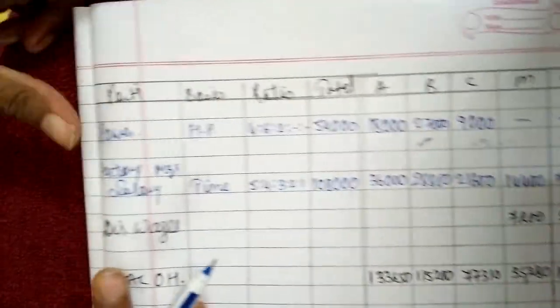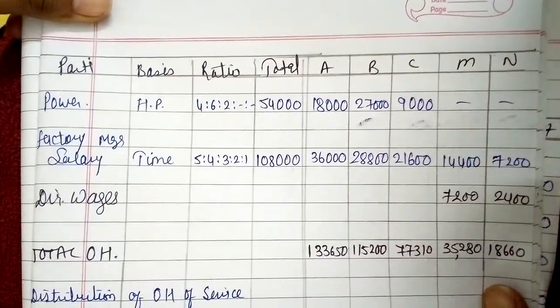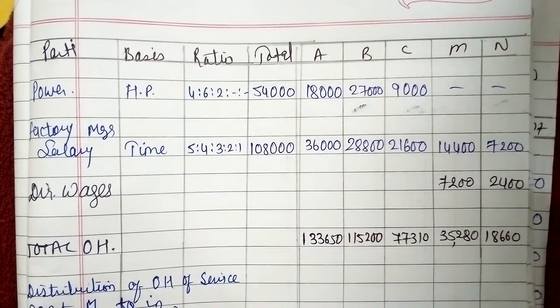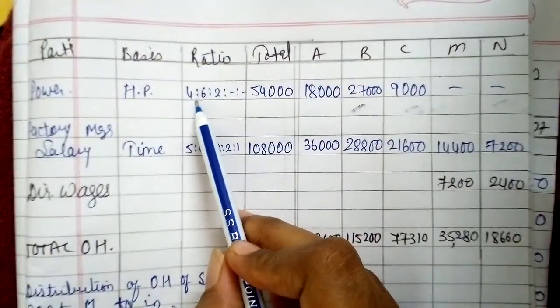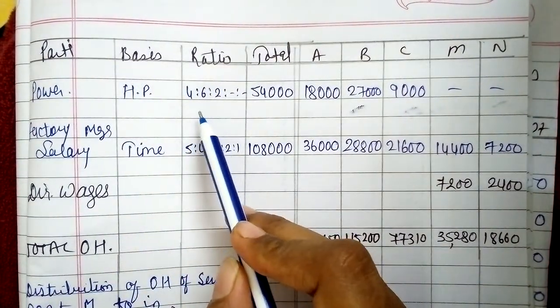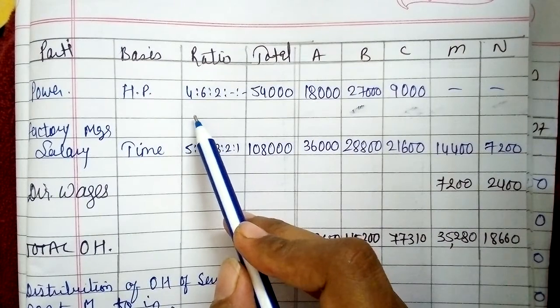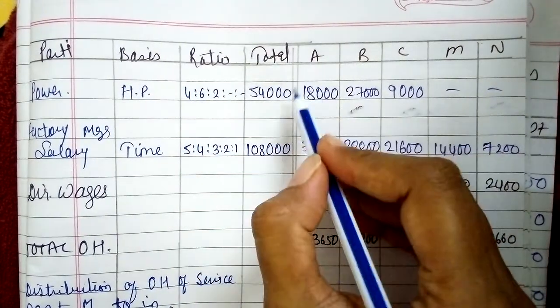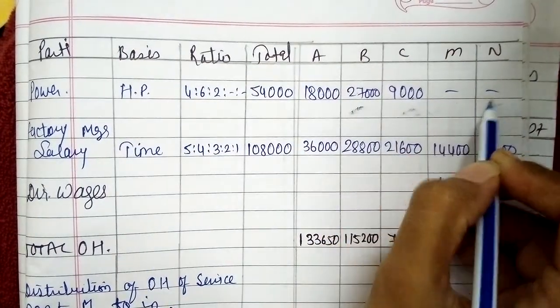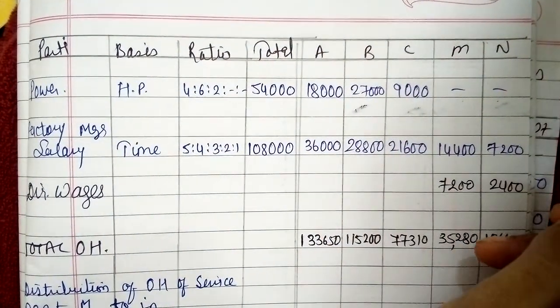Next is power. So power will be distributed as per horsepower of the machine. So see, horsepower of the machine, which is in the table, is only given for production departments because machines will only be there in production departments. So this power will be distributed only in production departments, not in service departments, right?